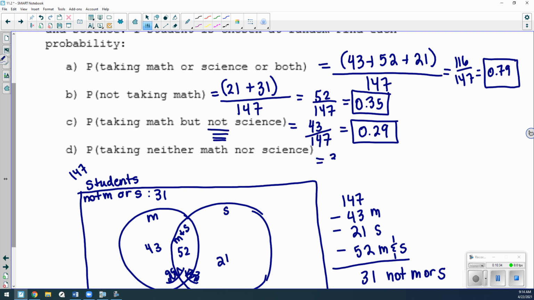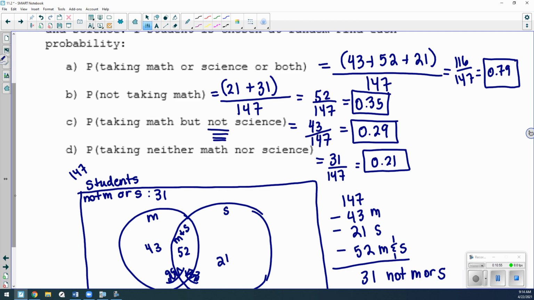And then finally, what's the probability that a student is taking neither math nor science? Well, we know that that number is 31. And 31 divided by 147 is going to be 0.21, or about a 20% chance that a student isn't taking a math or a science class. Again, oh, what a disservice we are doing to those students there. Okay, so that takes care of that.